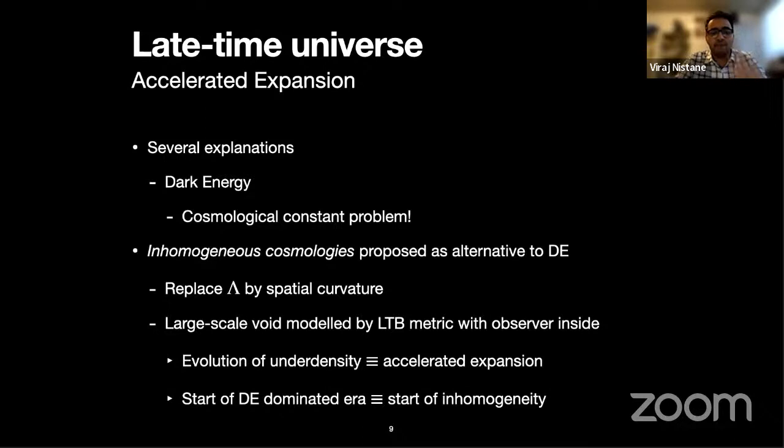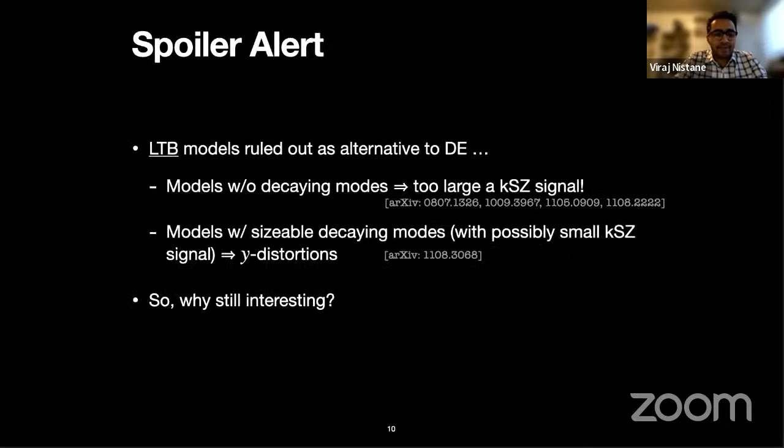Firstly, the evolution of this underdense region would be perceived by an observer inside this region as accelerated expansion, which we want to explain using this model. And secondly, the inhomogeneity would start when the dark energy kicks in as the dominant energy density contribution. But yeah, life isn't so easy. Obviously the simplistic LTB models were ruled out as an alternative to dark energy to explain the accelerated expansion of the universe.